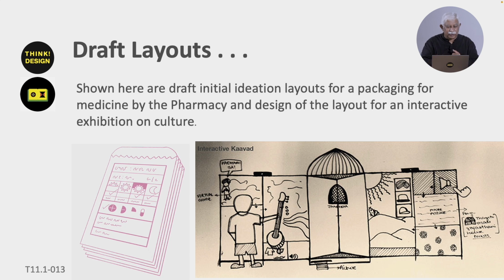We've seen this before. This student was doing packaging for medicine, so that on the package the different ways you can use the medicine are printed. So that's a rough layout, and the person can go with that and get feedback on this. On the right side is another one where the student was doing an interactive exhibition on the culture of Rajasthan. Again, rough layouts, mapped like the carved doors, and if you open the door you can discover new stories of Rajasthan.